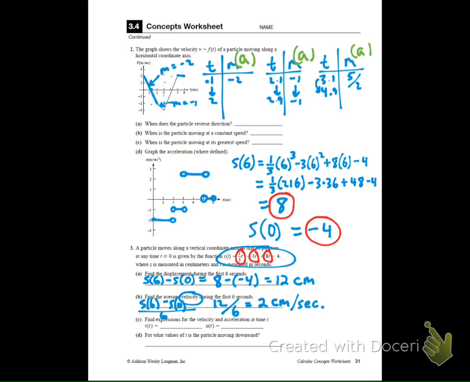Find expressions for the velocity and acceleration. We have the velocity being the derivative of the position, and the derivative of the position, I've got it kind of covered up over there, so let me erase that real quick. I'll pause it while I do that.